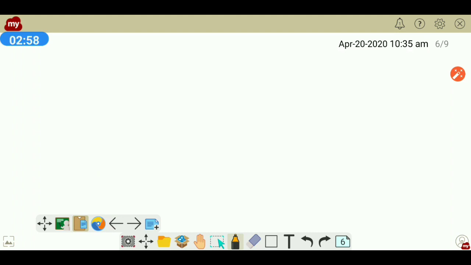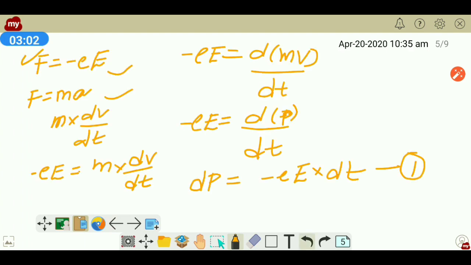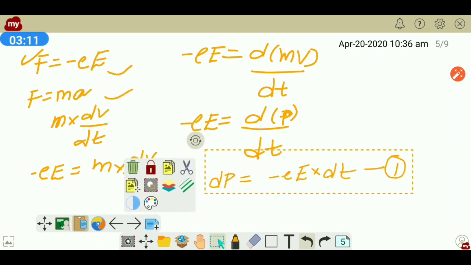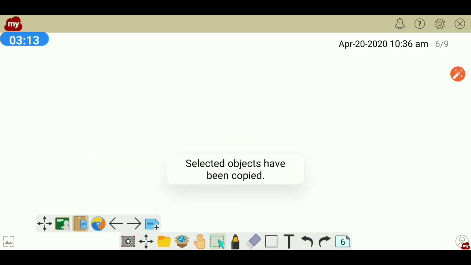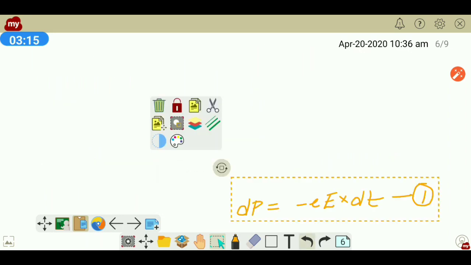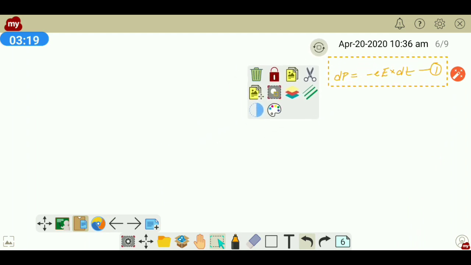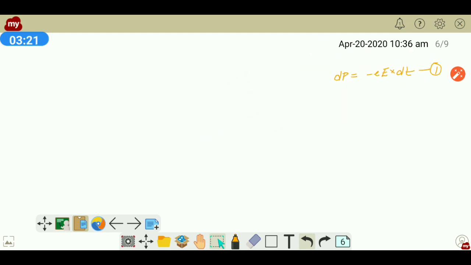Yes, we have already studied de Broglie. Let us first write this equation 1 in a corner of our page. Let us copy this equation and paste it in the next page. I will minimize it and put it here. Let us write all the equations here for our convenience.